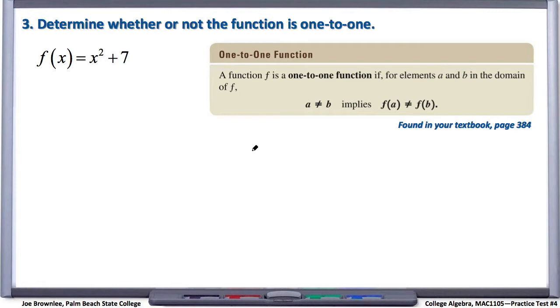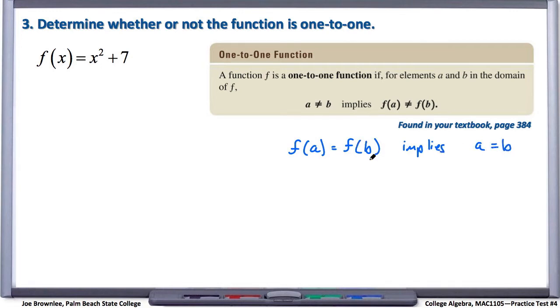What we're going to do is use this concept here from your book, page 384, that says a function f is a 1-to-1 function if, for elements a and b in the domain of f, a does not equal b implies f of a does not equal f of b. Now, this can be a little more difficult to understand, so your book also goes into the idea and tells us that we can use the concept of contrapositive to really rephrase what this is saying here to get instead that f of a equals f of b implies that a equals b.